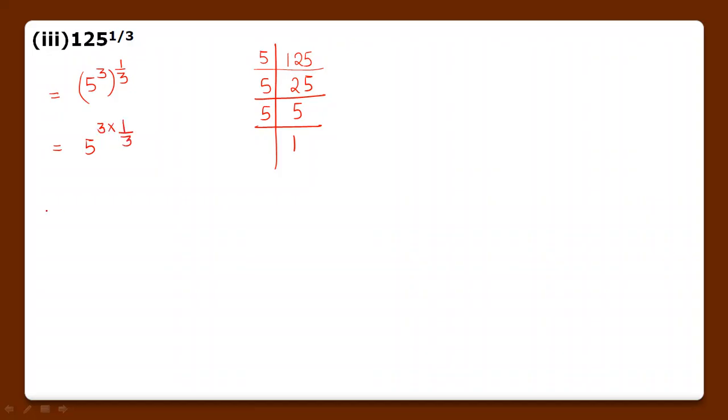Then the third part is 125 raised to the power 1 upon 3. Again we will do the prime factorization of 125. 5 times 5 is 25 here, and then 5. So 5 cube is equal to 125. We'll write 5 cube, whole raised to the power 1 upon 3. The same identity will be used here. 3 into 1 upon 3. You can write that in a bracket. We'll get 5 raised to the power 1, which is 5. That is our answer.